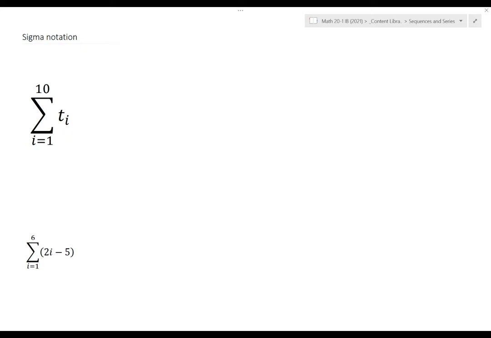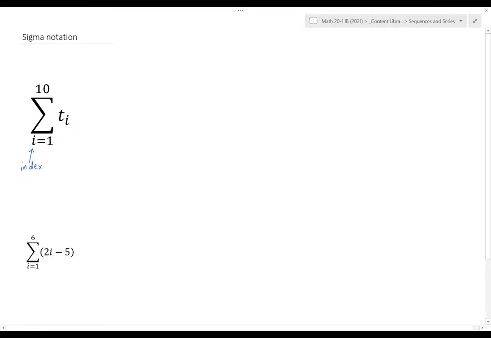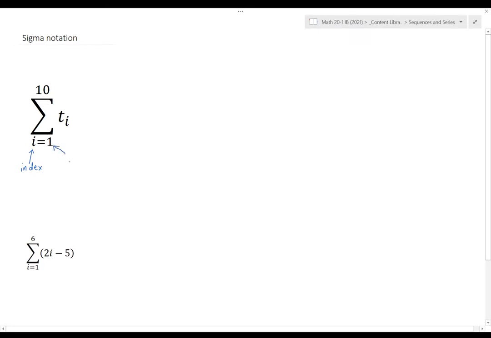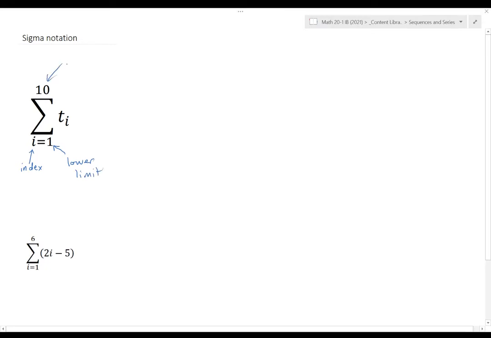So just some parts of the notation here. We have what's called an index variable, and i is a very common one, n is a very common one, j or k sometimes. So that tells me what variable I'm going to be using. That's going to be switching, and it's going to take on every value from this lower limit of 1, in this case, up to the upper limit, which here, because this is 1 to 10, means I have 10 terms.